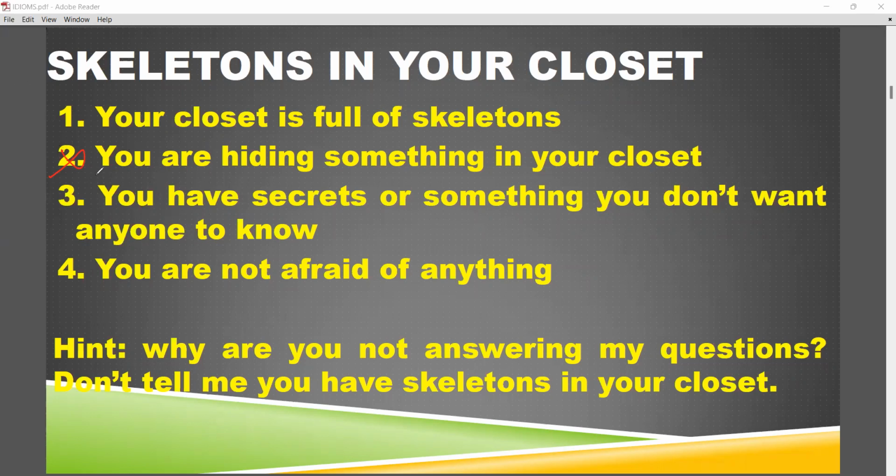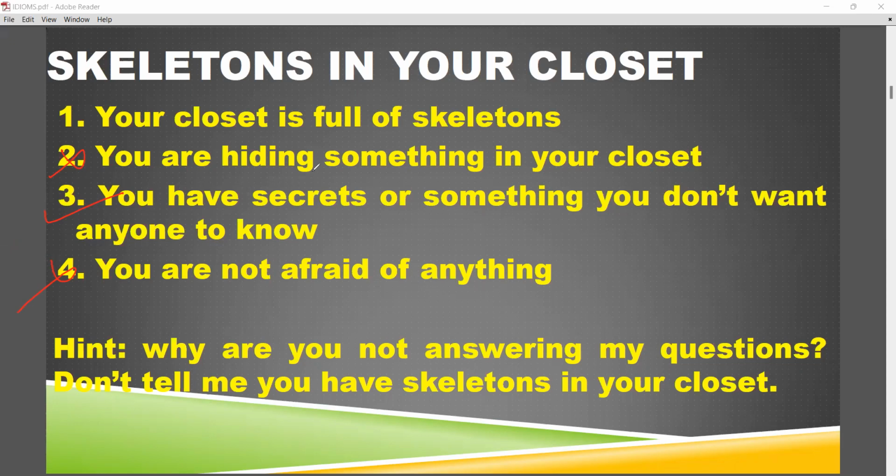Okay, so you have secrets or something you don't want anyone to know is actually the correct answer. So skeleton, something nobody can see, and that too you have hidden that particular thing in your closet. So you don't want to reveal it to others. You're not afraid of anything, not exactly. Okay, so let's see the usage. Why are you not answering my questions? Don't tell me you have skeletons in your closet.